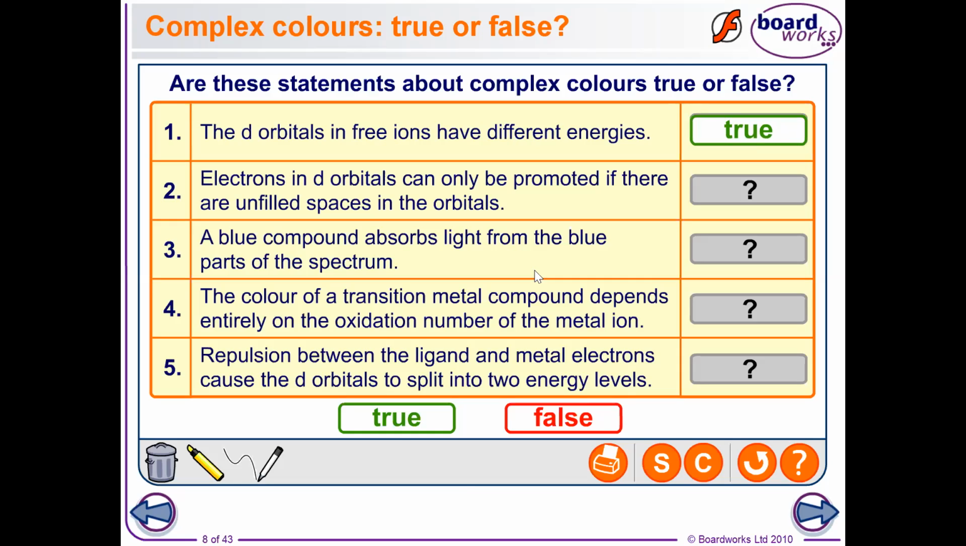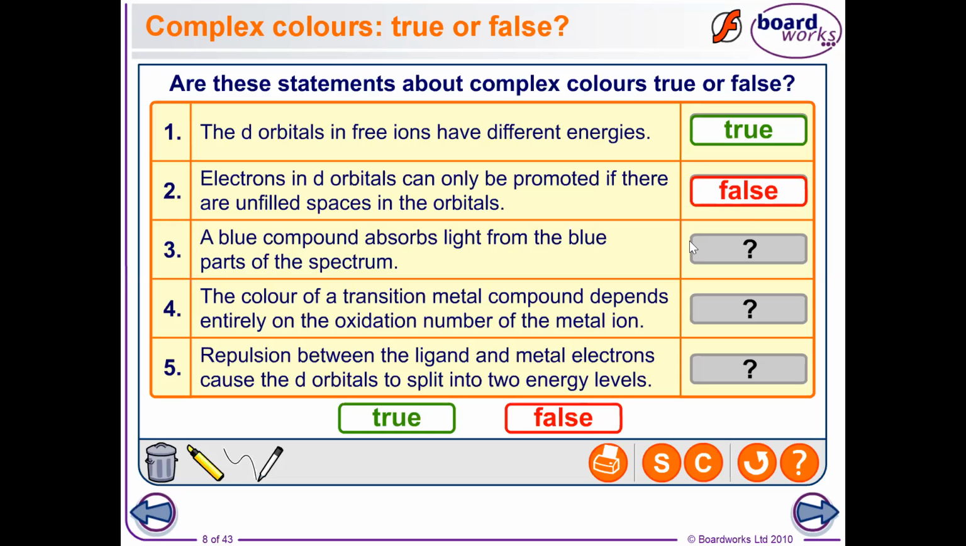Okay, next, number 2, Wildy. Read and answer. Question number 2. Electrons in the orbitals can only be promoted if there are unfilled spaces in the orbitals. False. False. Final answer? Yes.